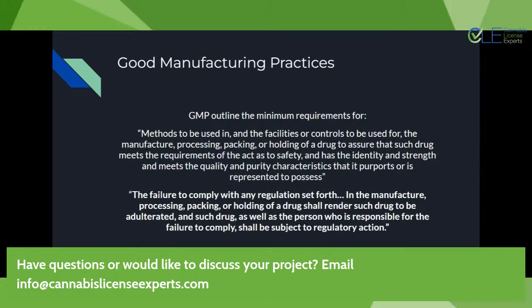All right, so the minimum requirements for a GMP are methods to be used in, and the facilities or controls to be used for, the manufacture, processing, packaging, or holding of a drug. In this case, it will be cannabis plants or cannabis product, to assure that such a drug meets the requirements of the Act as to safety and has the identity and strength and meets the purity characteristics that it purports or is represented to possess. A failure to comply with any regulations set forth in the manufacture, processing, packing, or holding of a drug shall render such drug adulterated, and such drug, as well as the person who is responsible for the failure to comply, shall be subject to regulatory action.